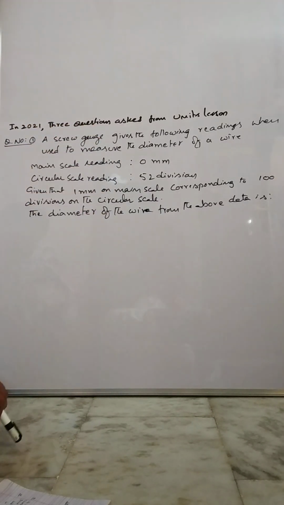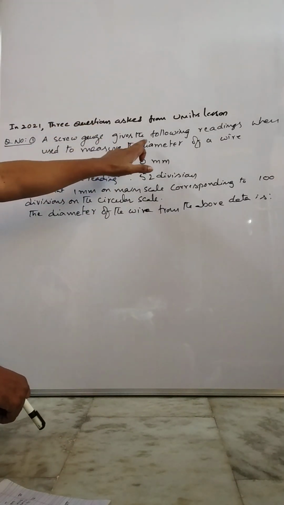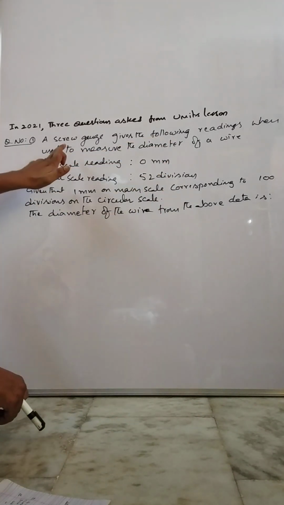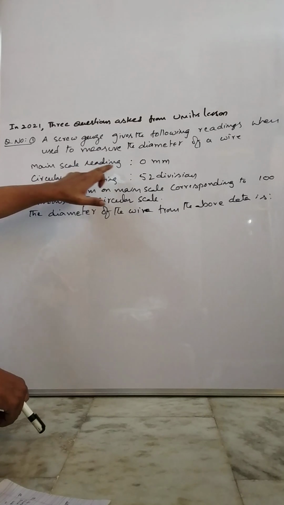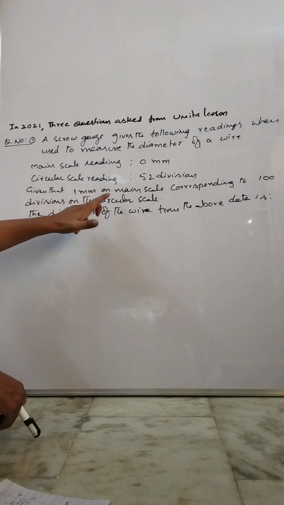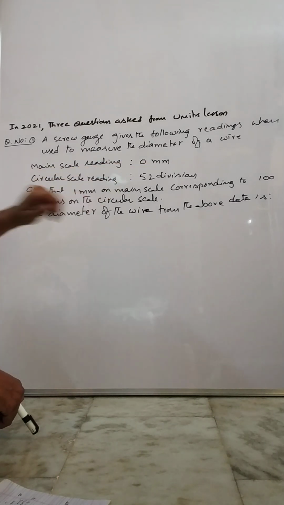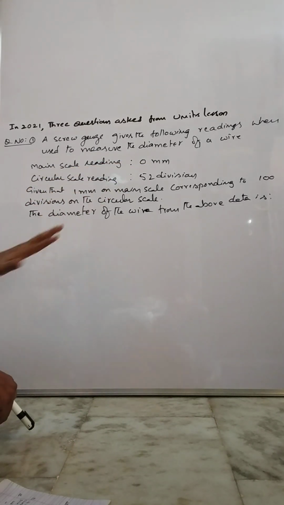In 2021, there are 3 questions asked from the units lesson. The first question is: a screw gauge gives the following readings when used to measure the diameter of a wire. The main scale reading is given, and the circular scale reading is given. 1 millimeter on the main scale corresponds to 100 divisions on the circular scale. The question asks for the diameter of the wire from the above data.